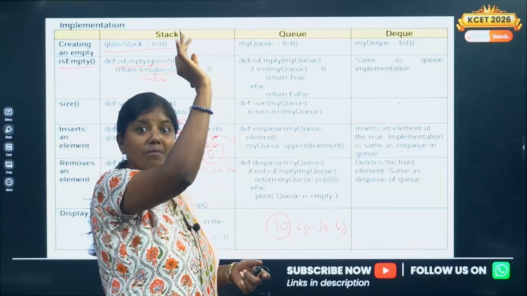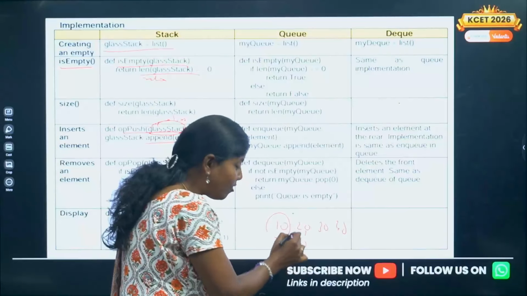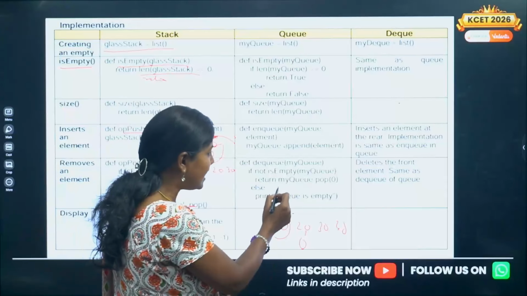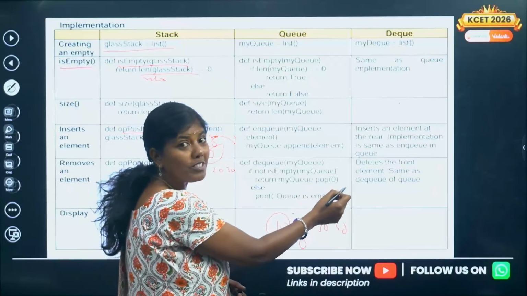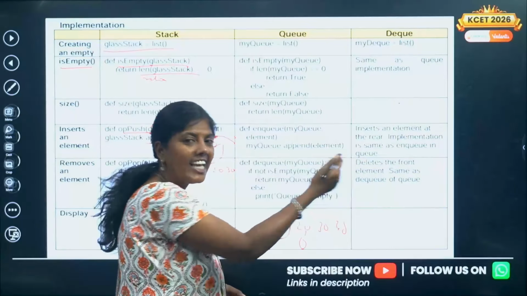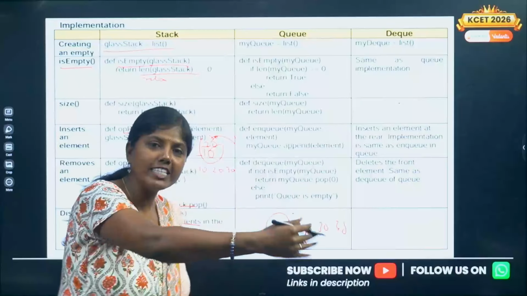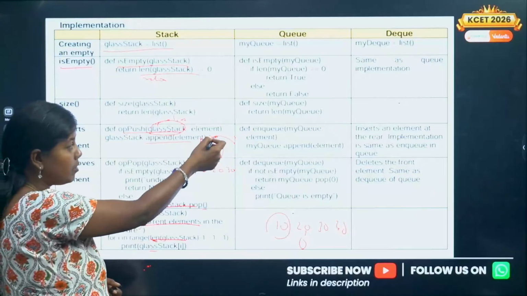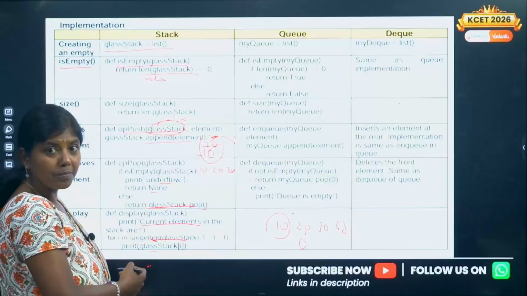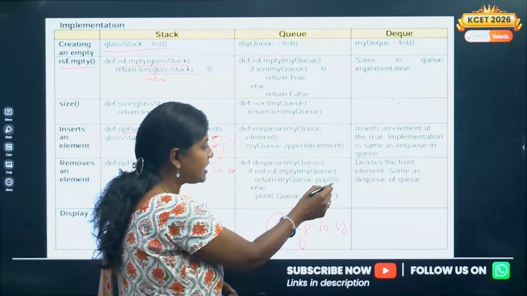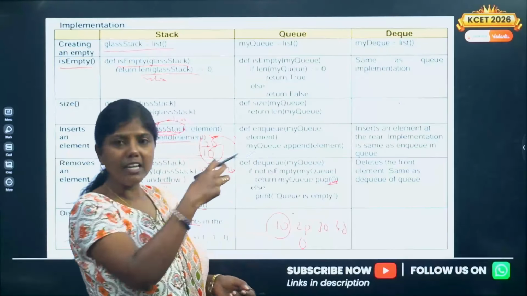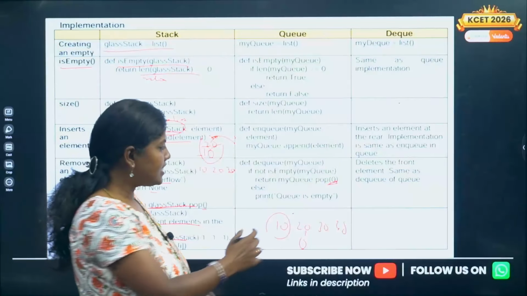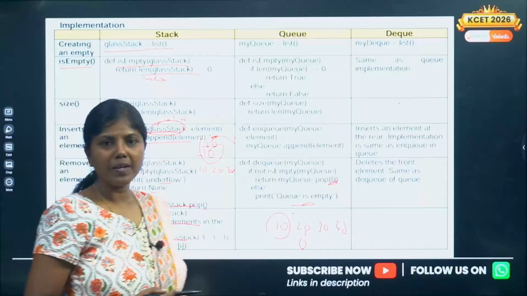How do you represent the first element in the queue always? It will always have the index 0. That means return myq.pop of 0. You can give the index and remove it. If you don't give the index, the last element will always be removed. If I give the index, whatever the index given, that element gets deleted. That's the main difference. Else, queue is empty. Clear?